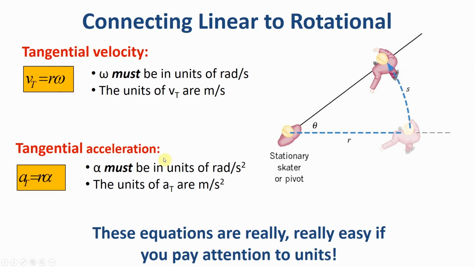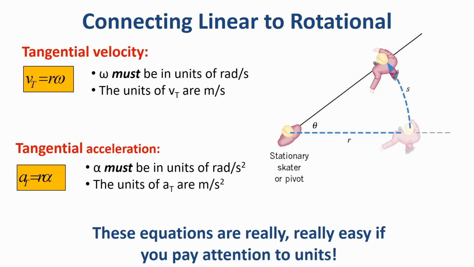Same thing with the acceleration. Let's just think about units. a is meters per second squared. Alpha was radians per second squared, but radians are just a number, so I'm going to ignore that. So I've got to have meters per second squared equals meters per second squared. So easy if we just think about units.